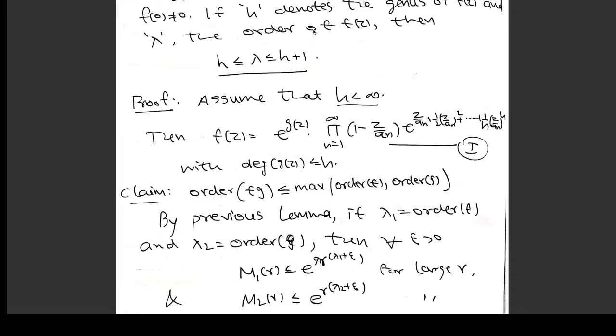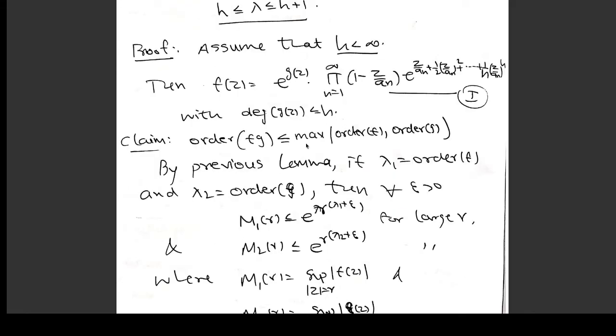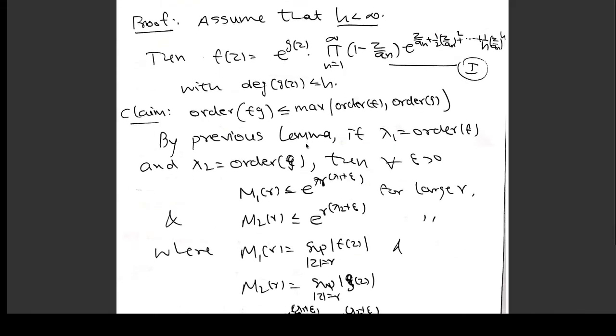Now we are going to the big business. We have to prove Hadamard's theorem. I will explain the details of Hadamard's theorem, its consequences and its importance later. So here I will just prove Hadamard's theorem. It tells you that if f(z) is an entire function with f(0) not equal to 0, and h denotes the genus of f(z) and lambda denotes the order of f(z), then they satisfy this inequality: h less than or equal to lambda less than or equal to h plus 1. The proof is a bit tricky.